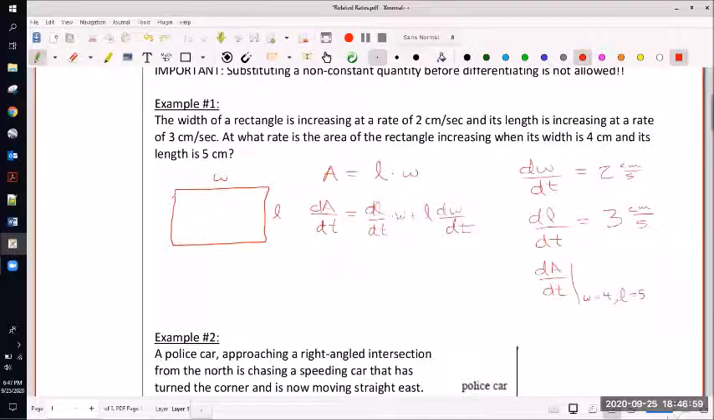We can now go ahead and substitute in the quantities. We know that dL/dt is 3. W is 4, L is 5, and dW/dt is 2. And we have 3 times 4, which is 12, plus 5 times 2, which is 10, giving us 22 centimeters per second, centimeters squared per second as the rate of change of the area with respect to time.